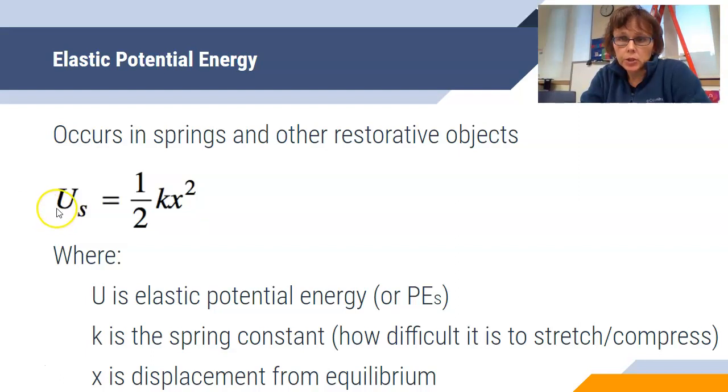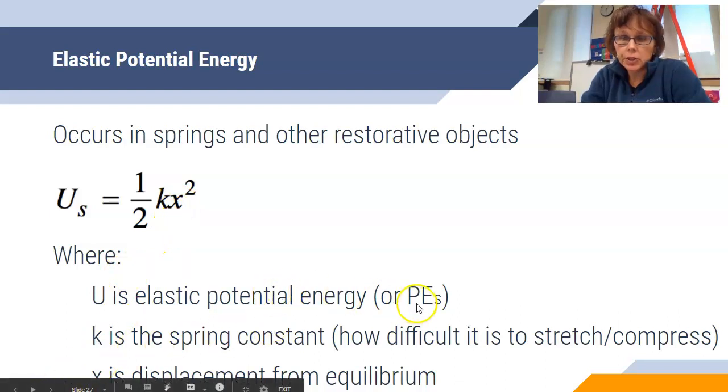And the elastic potential energy, US, as it's notated in your reference sheet, equals 1/2 k x squared. k is the spring constant. It is a property of the spring, and it represents how difficult it is to stretch the spring. If it's a low k, it is easy to stretch the spring, and if it's a large k, it is very difficult to stretch the spring. And x is the displacement from equilibrium, this x.